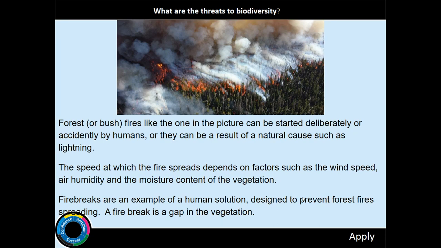Fire breaks are an example of a human solution designed to prevent forest fires spreading. A fire break is a gap in the vegetation. So a fire break can be a road going through vegetation or a forest. That can be a fire break. You can research more about fire breaks. So study what is written there.